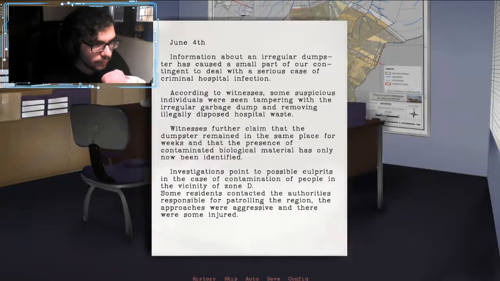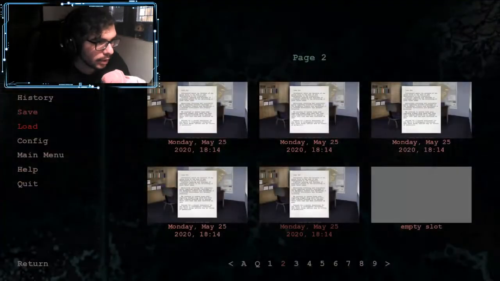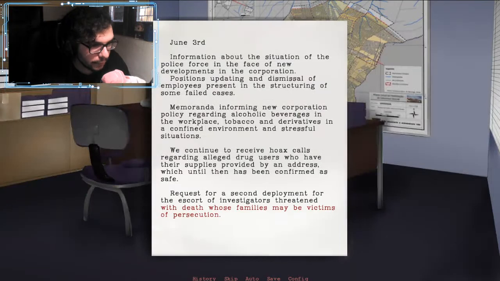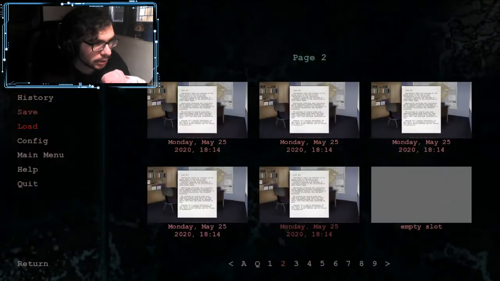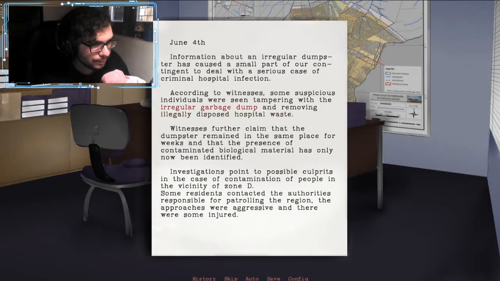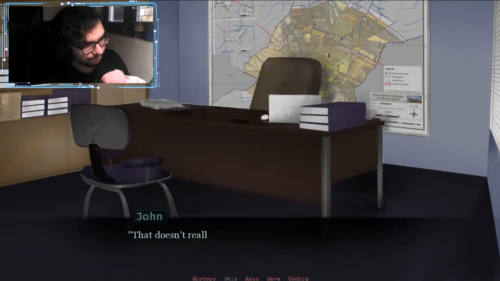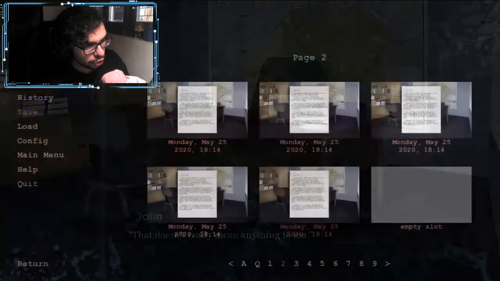Are the dates? Okay, load. Great, fantastic. Yep, do that. All right, fantastic. Just gonna sharp weapon. Nothing to him. Load. Yes. Okay. Doesn't mean anything to him. Hoax calls. Doesn't mean anything to him.